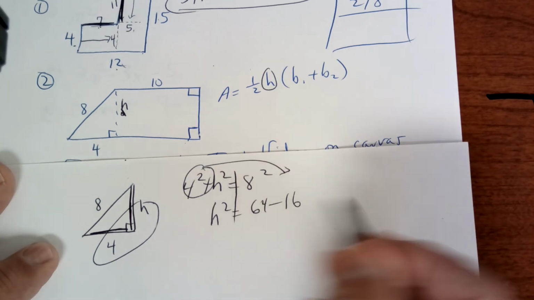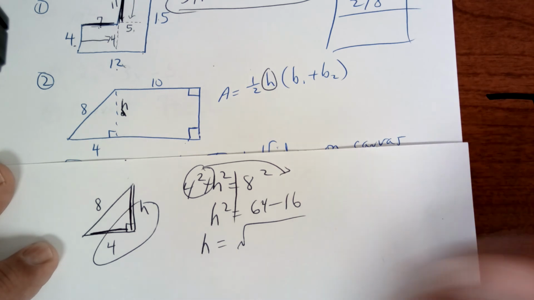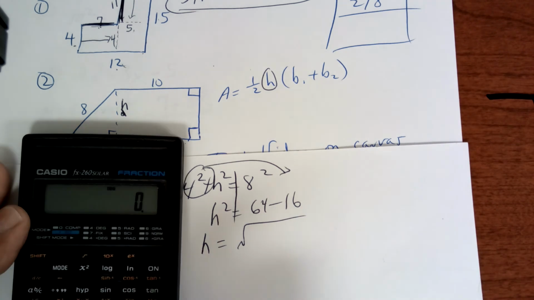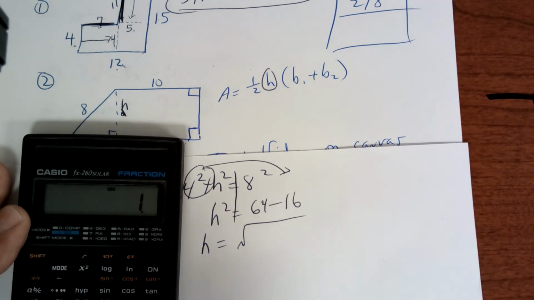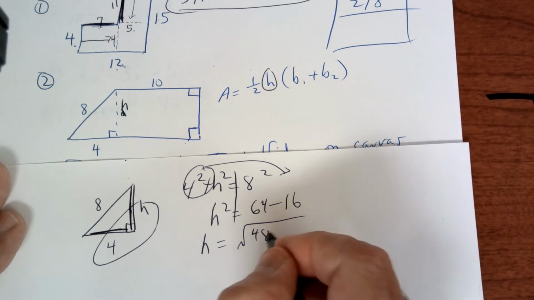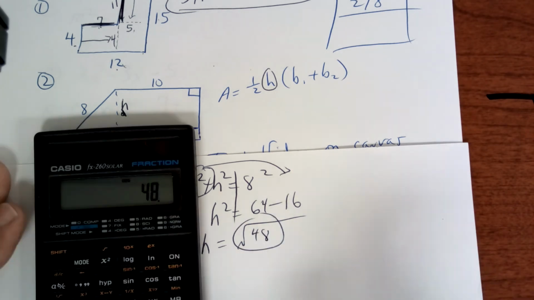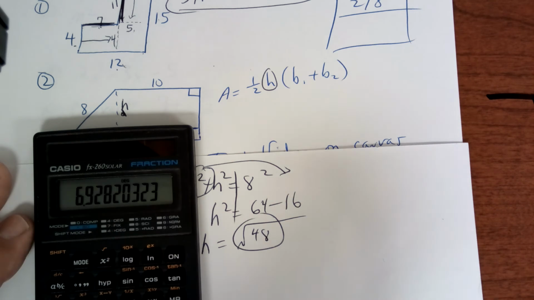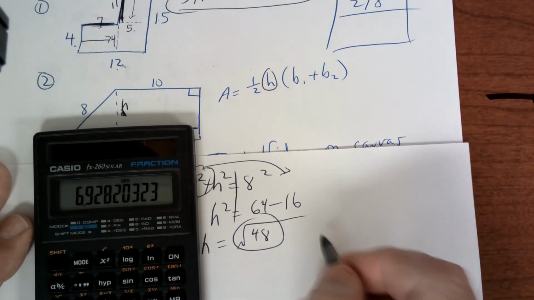Then you're going to do h is equal to the square root of whatever that is. So 64 minus 16, I get 48. So the height is the square root of 48, and we can do the square root of that. So we get 6.9. Okay?